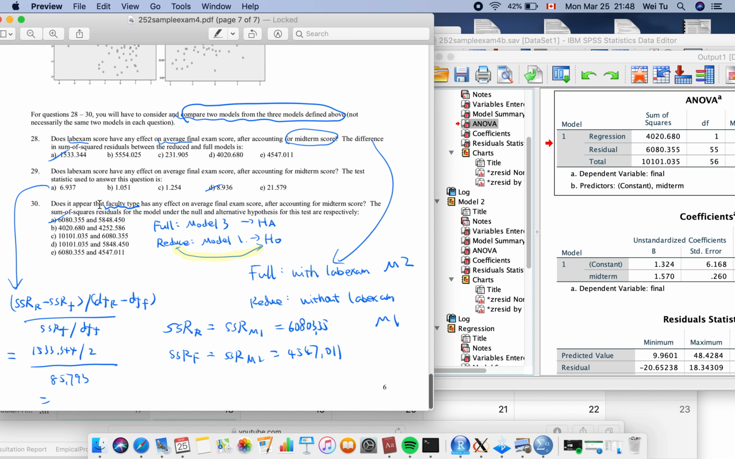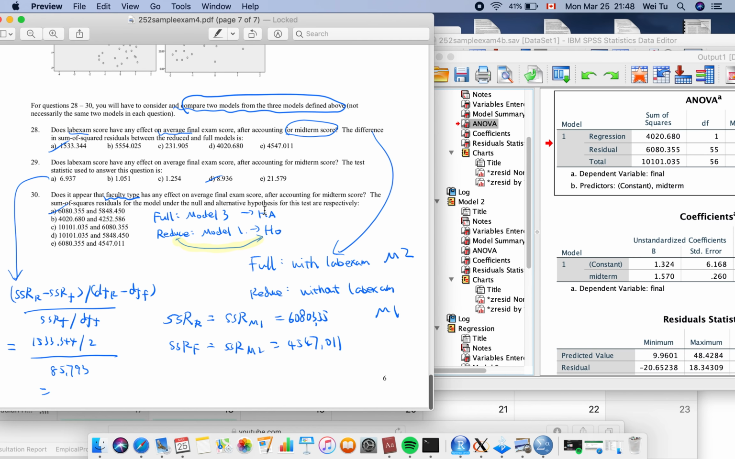The last one asks whether faculty type has any effect on the final exam. In this case, the full model is model 3 because model 3 considers both midterm score and the faculty information. The reduced model is model 1 because it only considers the midterm score. Then again, just read the SSR from these two models, and that's A.